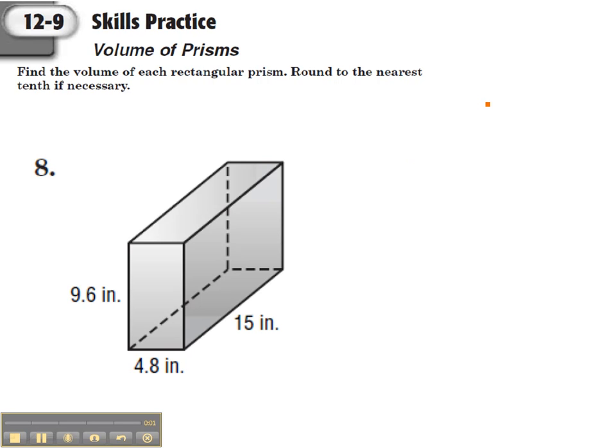This is a homework help video for Tuesday, February 28th for all classes. The homework is 12-9 Skills Practice, Volume of Prisms, and in this homework you're specifically finding the volume of rectangular prisms.